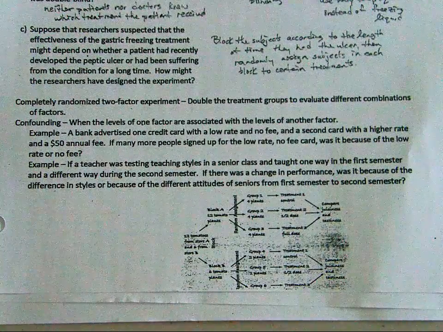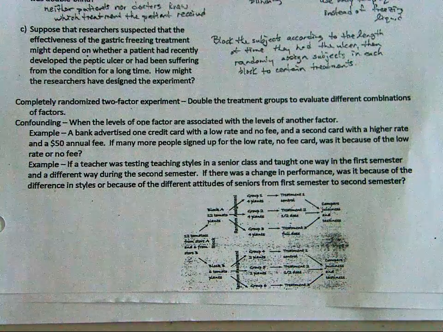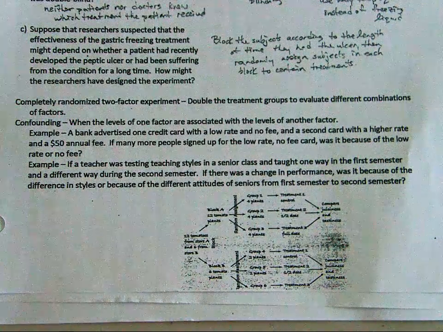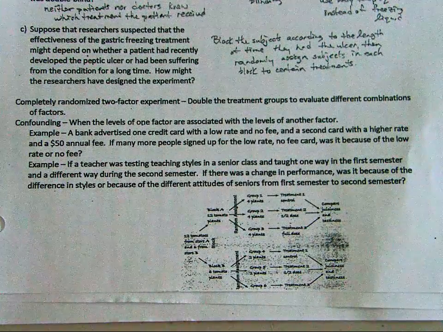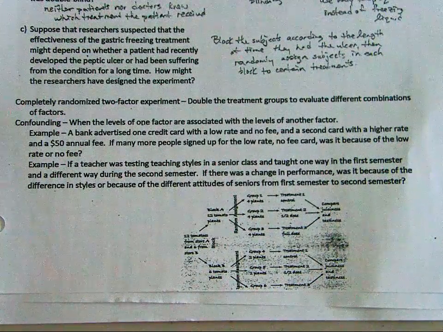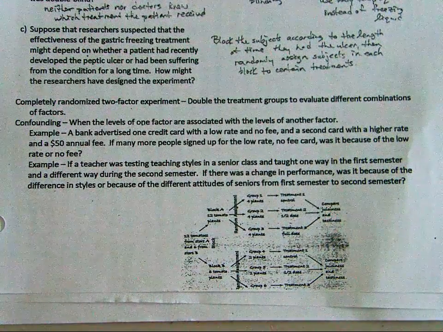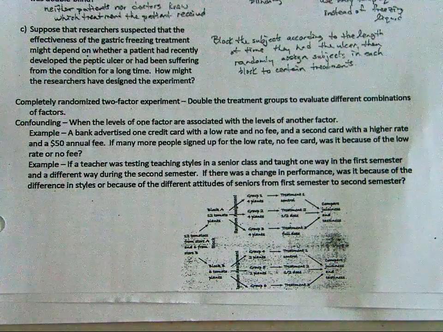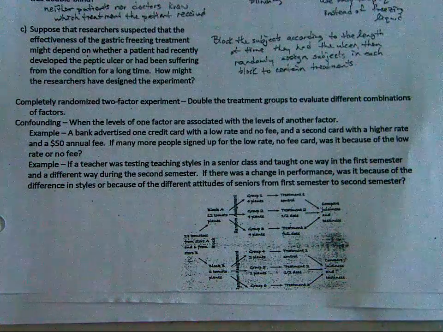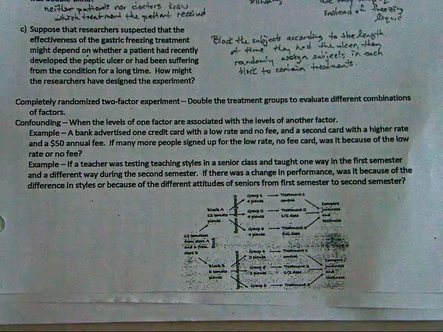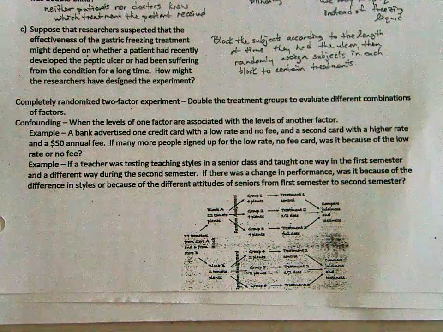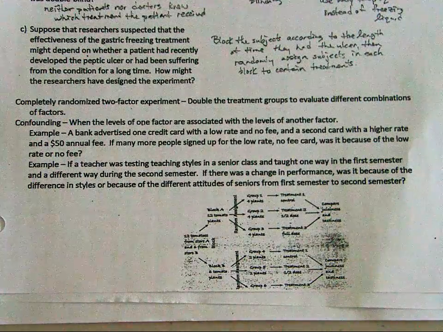The last thing is confounding. Here you have to be very careful because sometimes you might put something together and not realize that something other than your factor was being tested. The example given here is, let's say you had an option for two credit cards. One has a very low interest rate and no fee. A second card has a higher interest rate and a $50 annual fee. So if people got the low rate, no fee card, was it because of the low rate or because it was no fee? You don't know. Did they take it just because it had no fee? Did they take it because it had a low interest rate?